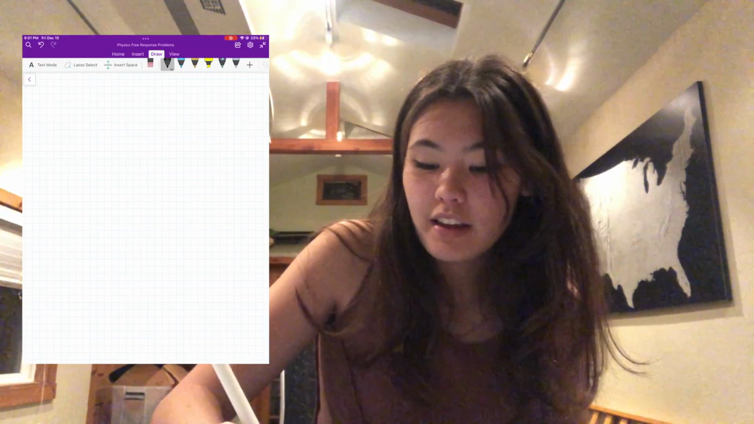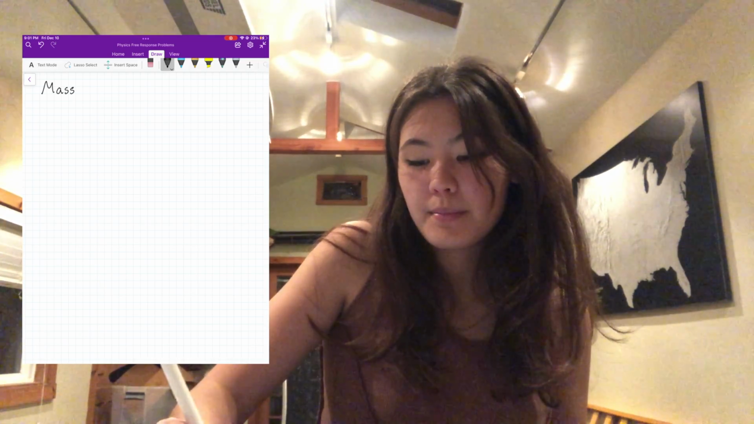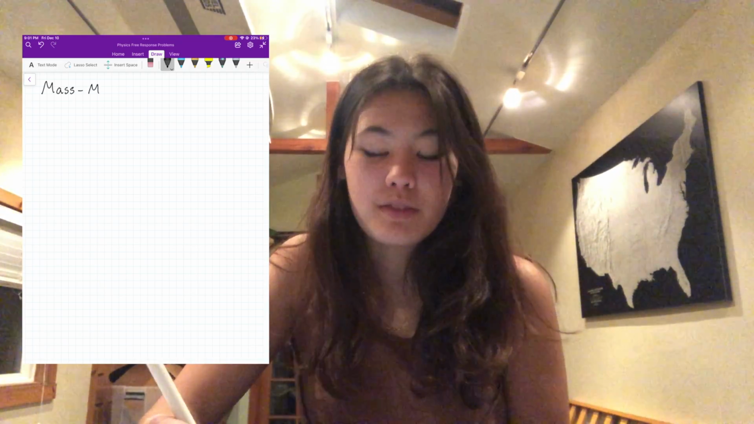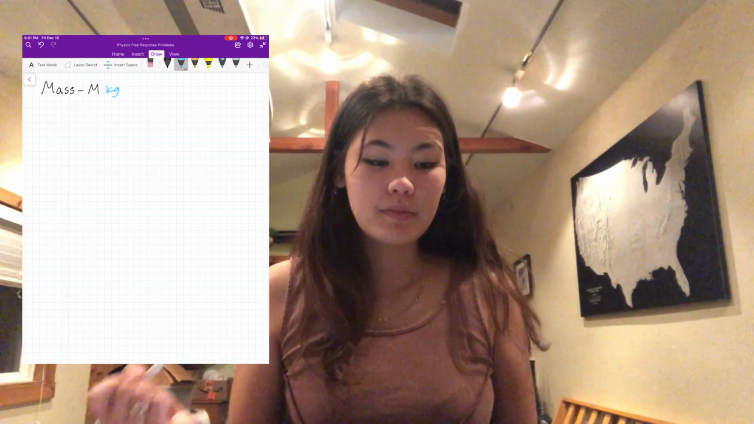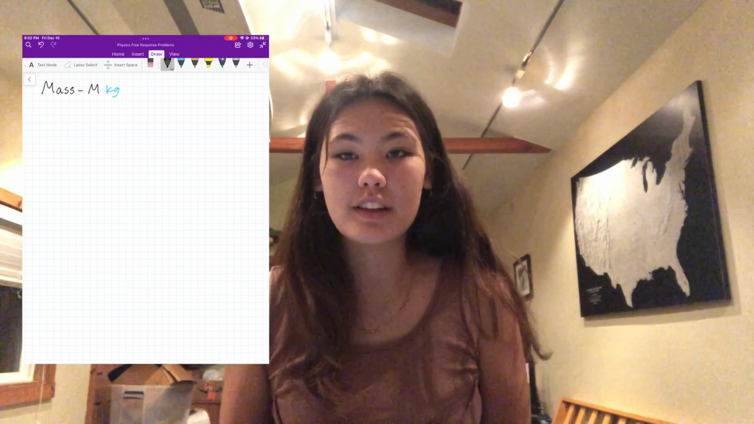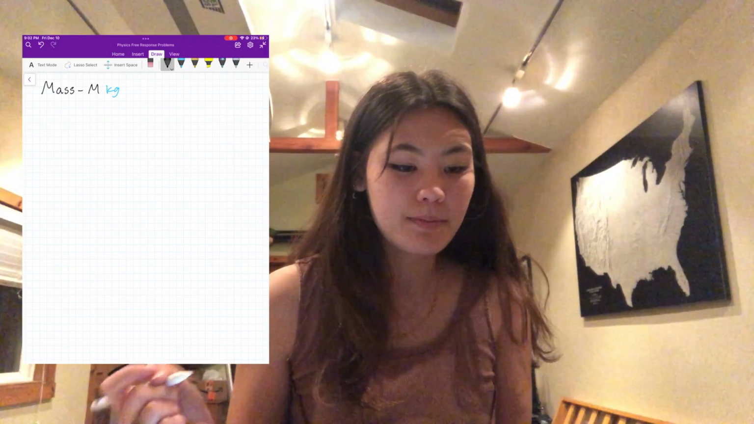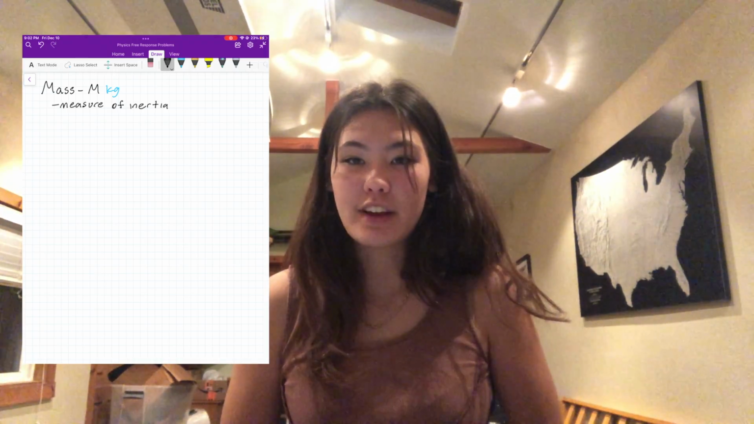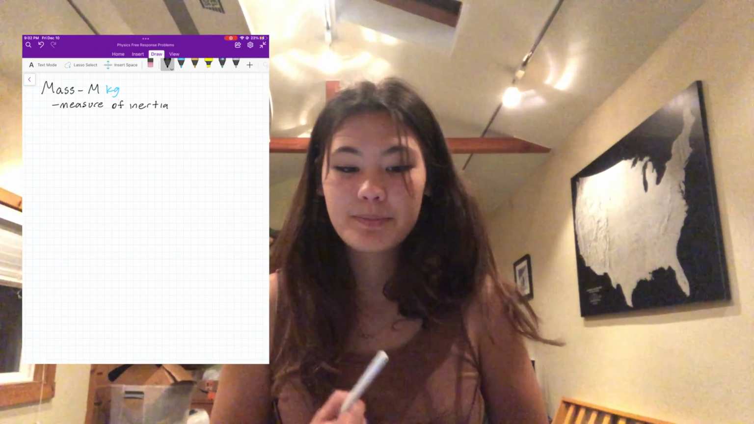We'll start off with mass. Mass is given by the letter M, and typically we use the units kilograms. So that's what we'll be using. And we'll define mass as a measure of inertia, which is the resistance to change in position or speed that an object has. If an object has greater mass, it has greater inertia, so it has greater resistance to change.